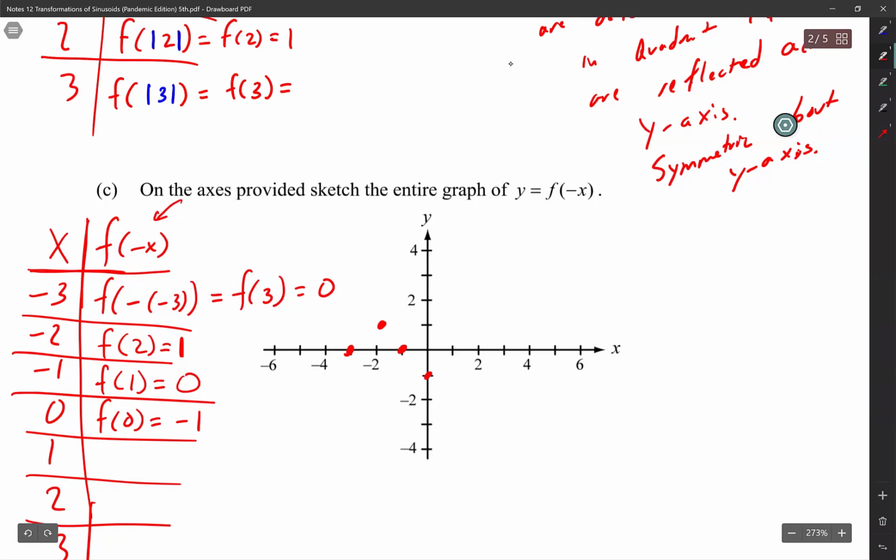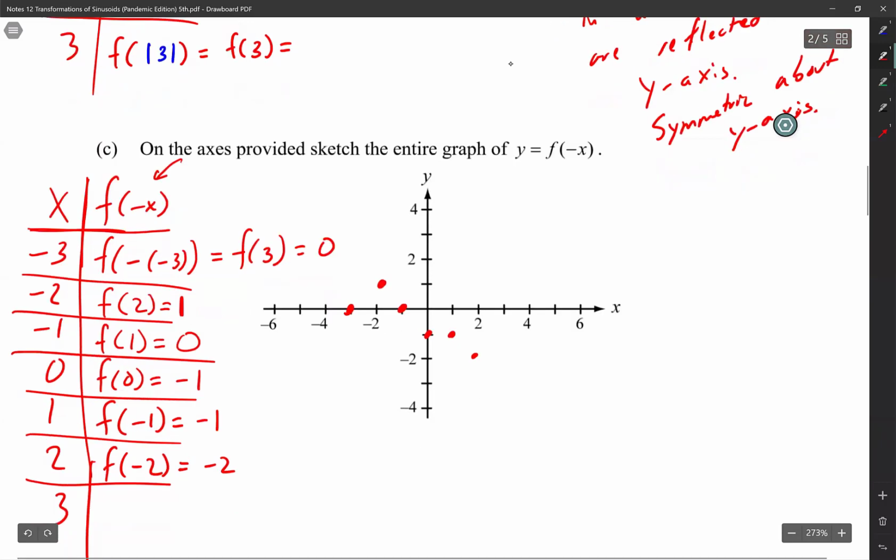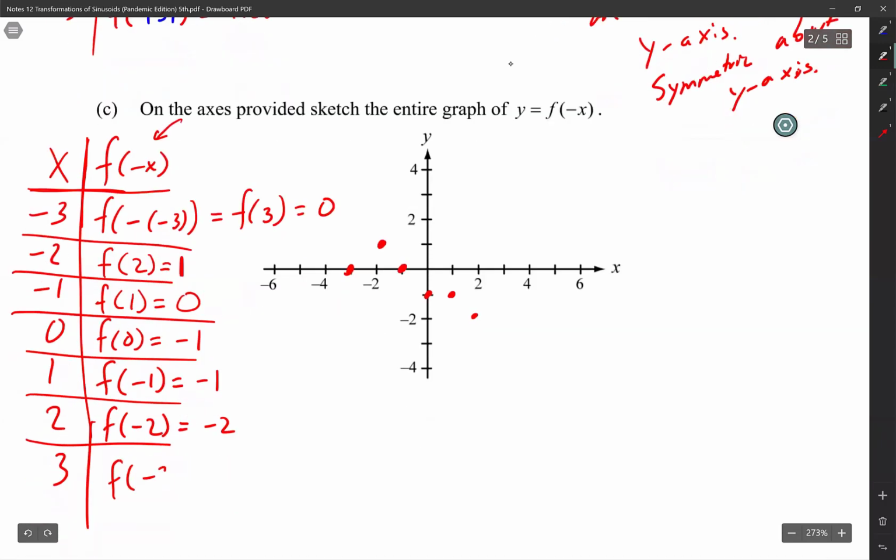So 0, negative 1. And then now this one is going to be f of negative 1. F of negative 1, I believe, was negative 1. So 1, negative 1. F of negative 2 was negative 2. So 2, negative 2, point. And then finally, f of negative 3. And I believe that was negative 3. So 3, negative 3, point.